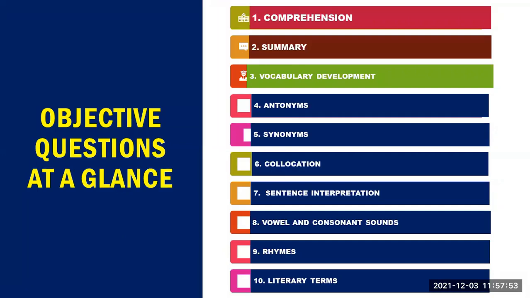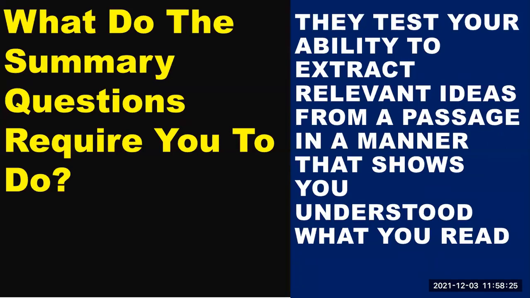We have been looking at the objective questions. We have solved questions on comprehension, vocabulary, antonyms, synonyms, collocation, sentence interpretation. We have also solved questions on vowel and consonant sounds. Today we want to look at questions on summary. Summary, of course, is closely related to comprehension. They are similar. Now, what do the summary questions require you to do?